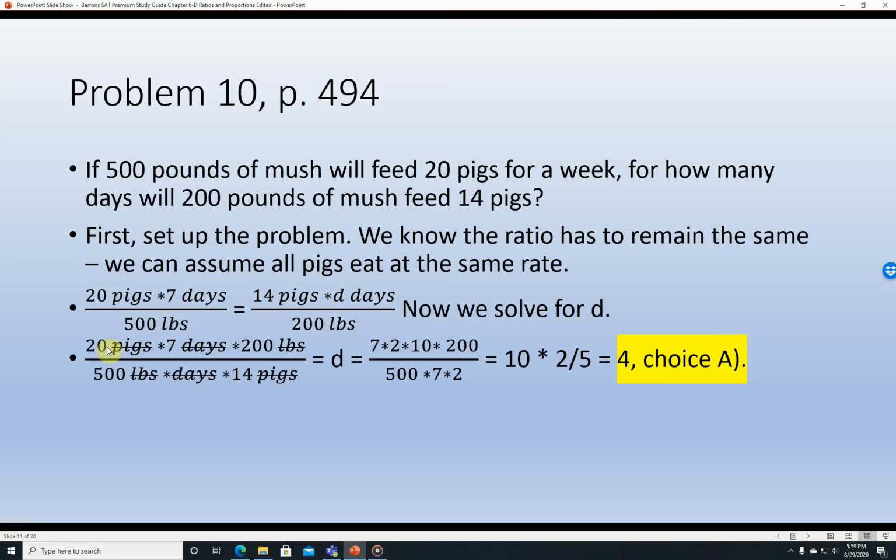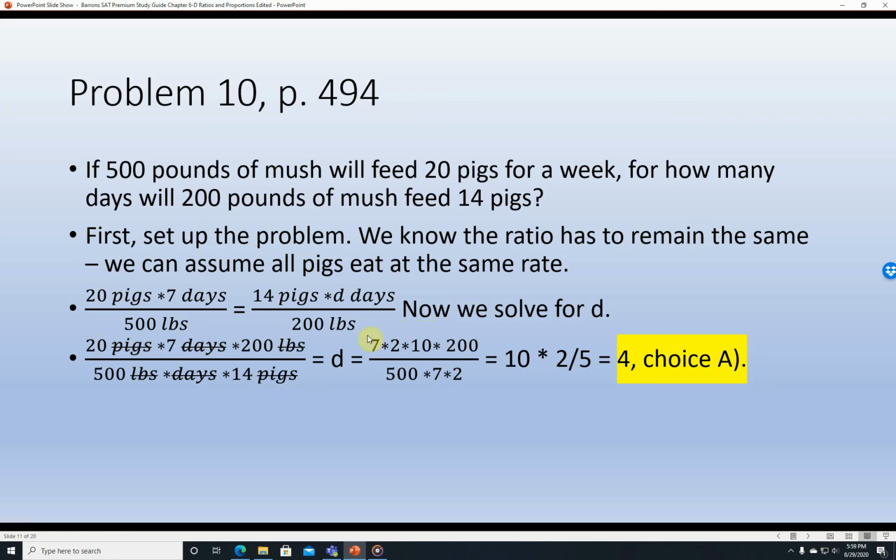Notice the pigs cancel out, the days cancel out on the bottom, and the pounds cancel out too. So you end up with 20 times 7 times 200, which is the same as 7 times 2 times 10, times 200, over 500 times 7 times 2, which is 14. Is 7 times 2.